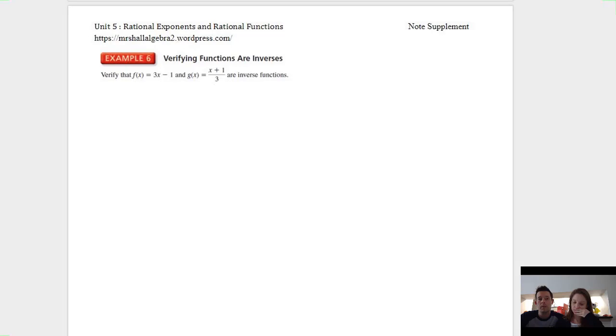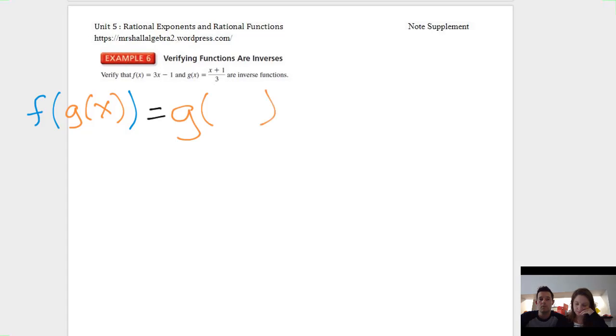And the way that you prove that two functions are inverses is you check that f of g of x has to equal g of f of x, and that has to equal x. All right, so we need to evaluate all three of these things.